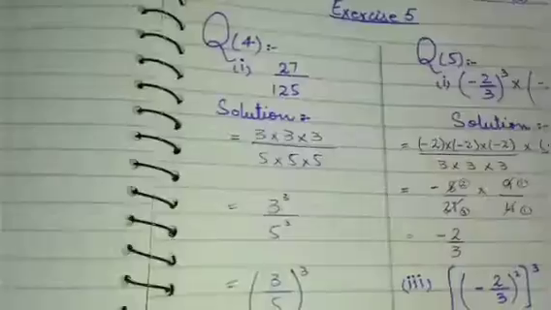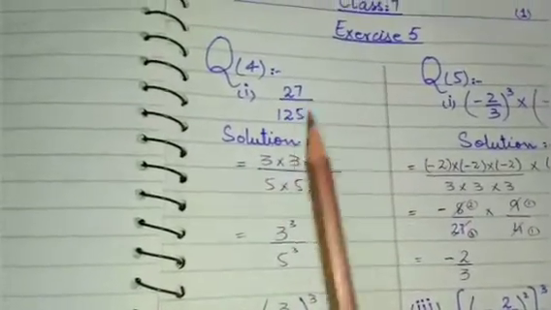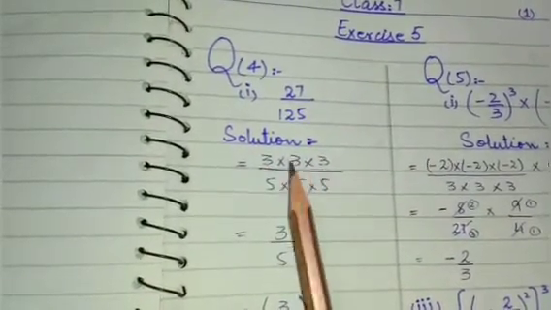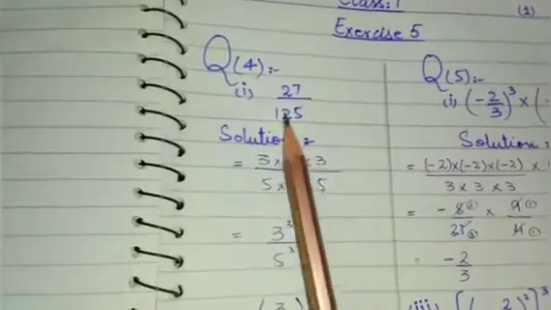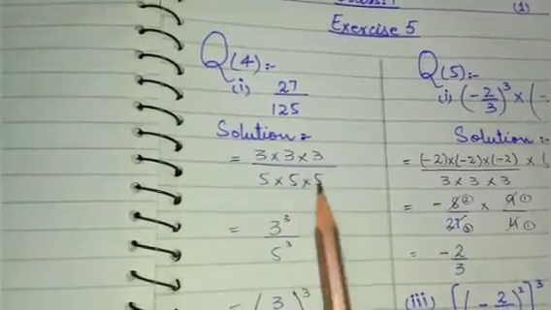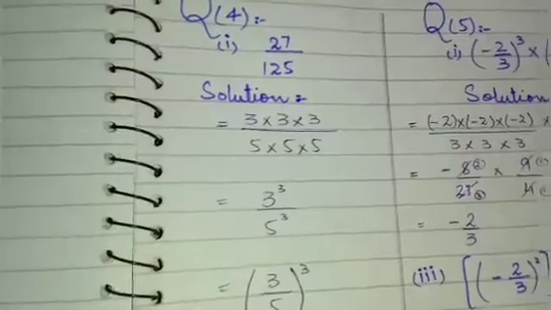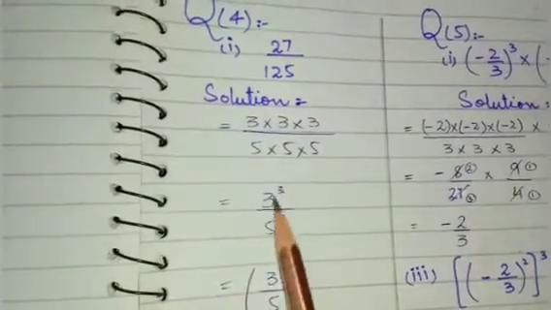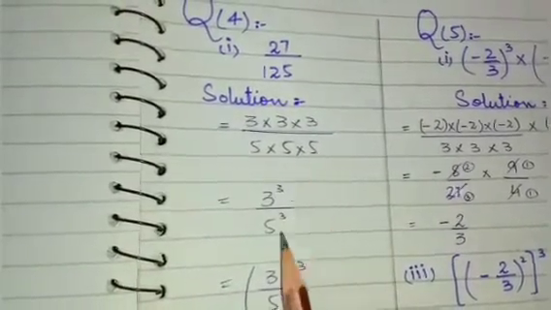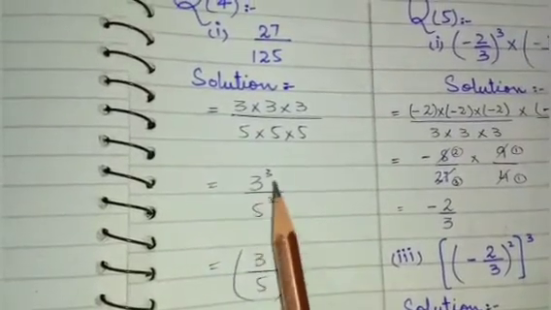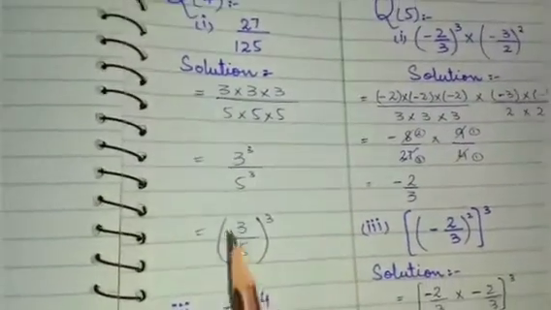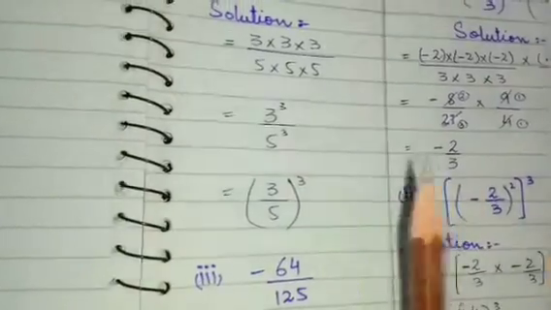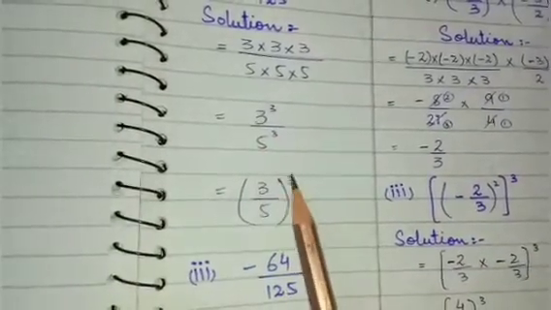Okay students, now we have to move to question number 4. Express as powers of rational numbers. The first is 27 over 125. So 27 can be written as 3 multiplied by 3 multiplied by 3, because 3 3s are 9 and 9 3s are 27. And 125 is 5 multiplied by 5 multiplied by 5. So 3 is multiplied 3 times, so 3 power 3, and 5 is multiplied 3 times, 5 power 3. So their bases are different and the powers are the same. So according to the fourth law, 3 over 5 whole power cube.